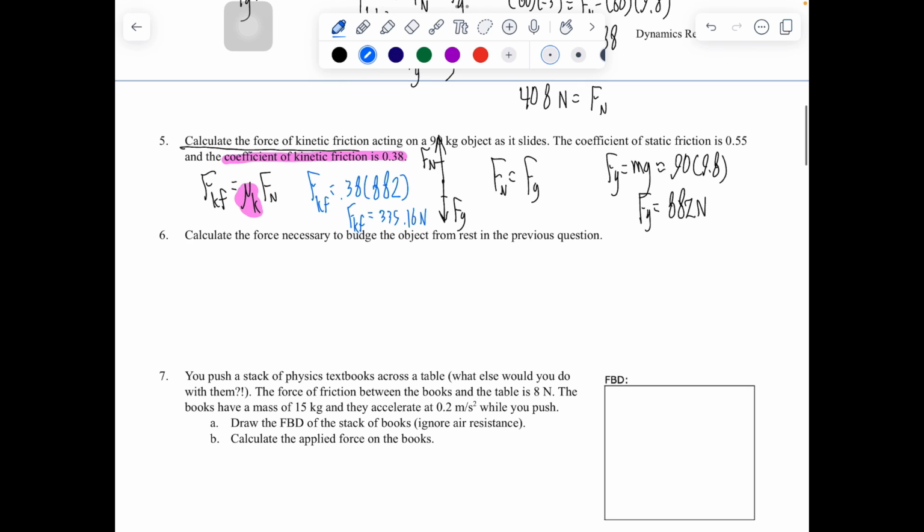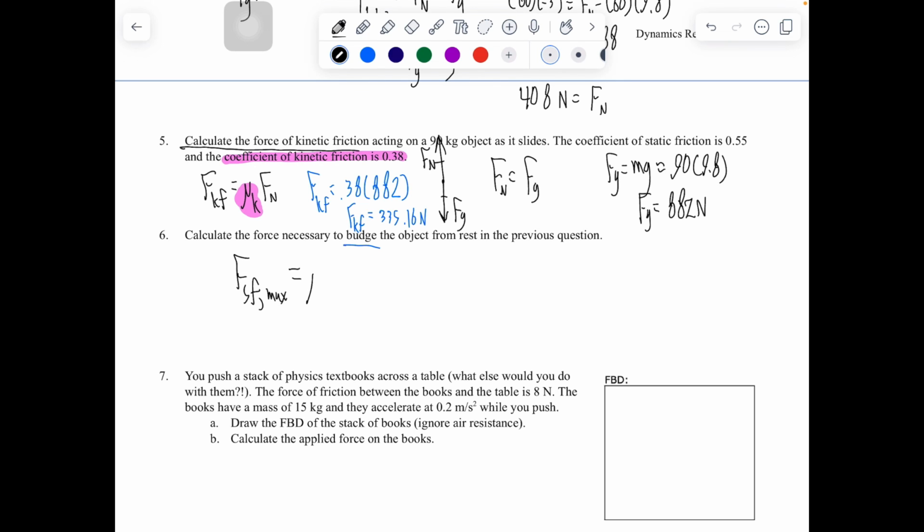Alright. 6. Calculate the force necessary to budge the object from rest in the previous question. Alright, to budge. This means it was at rest. When it's at rest, it's experiencing static friction. To break static friction, to get an object to move, you have to push with more than that maximum value of static friction. So this problem is really telling us, solve for your maximum value of static friction. You'll need to push more than that to overcome your static friction.